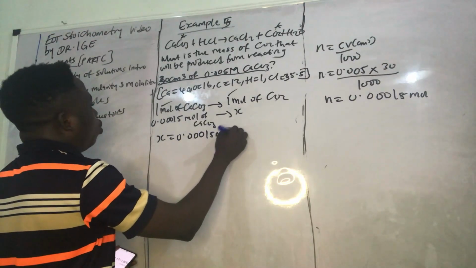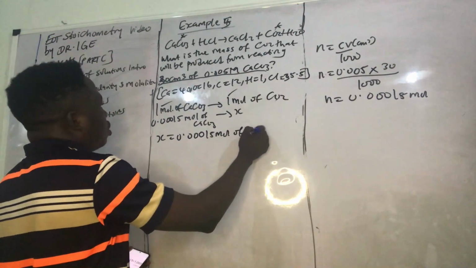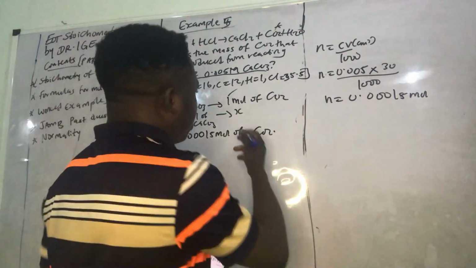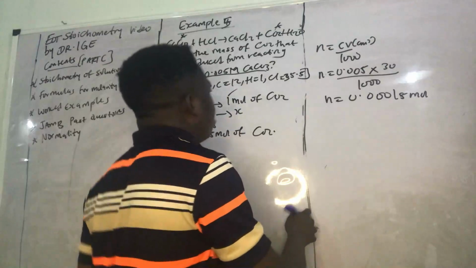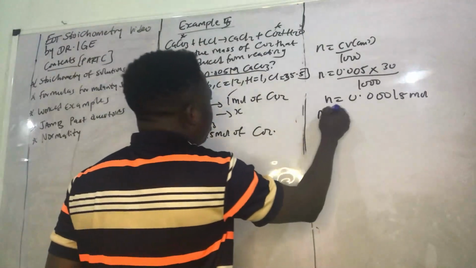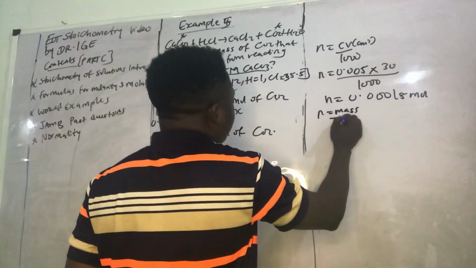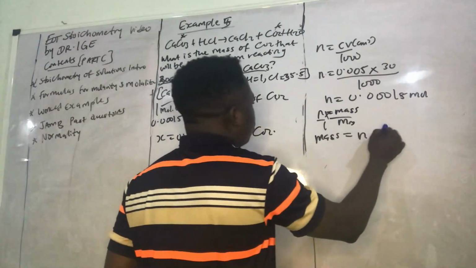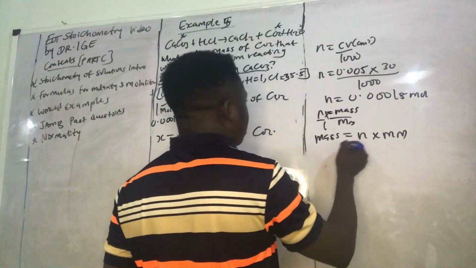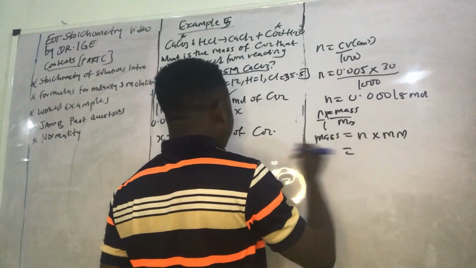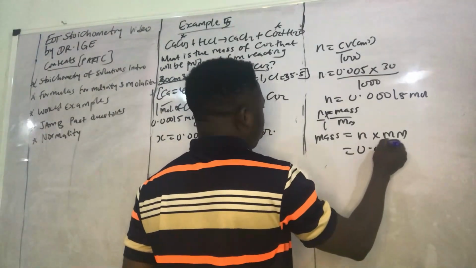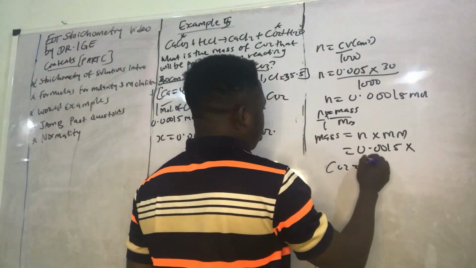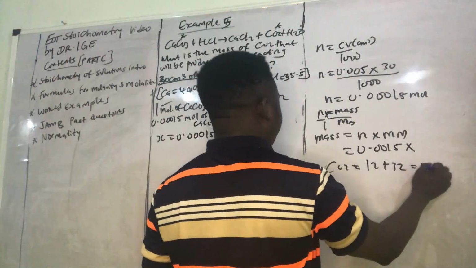0.00015 mole of CO2 that is produced. Now the molar mass of CO2, I think, is 44. Remember, we are looking for the mass. Number of moles equals mass over molar mass, so mass equals number of moles times molar mass. The number of moles is 0.00015. What is the molar mass? CO2 is 12 plus 32. Yeah, that's 44. I was correct.